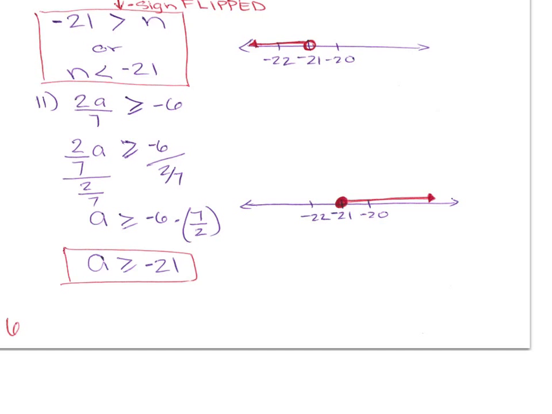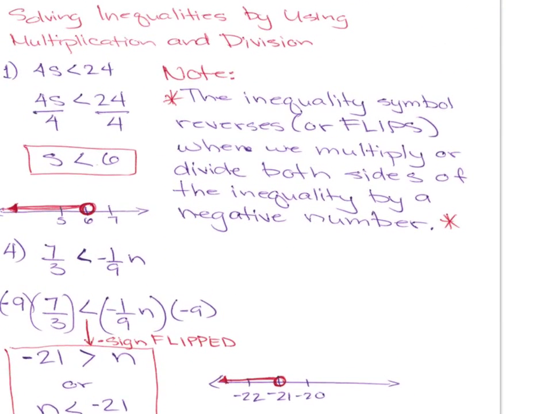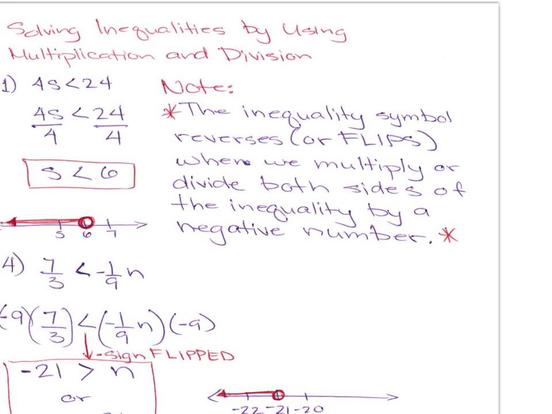Just make sure that you remember this part right here. Whenever you're dealing with inequalities, it's very important that you remember that whenever you multiply or divide by a negative number on both sides of the inequality, then your sign would flip. That's very important that you remember that. A lot of students make that mistake on the tests.